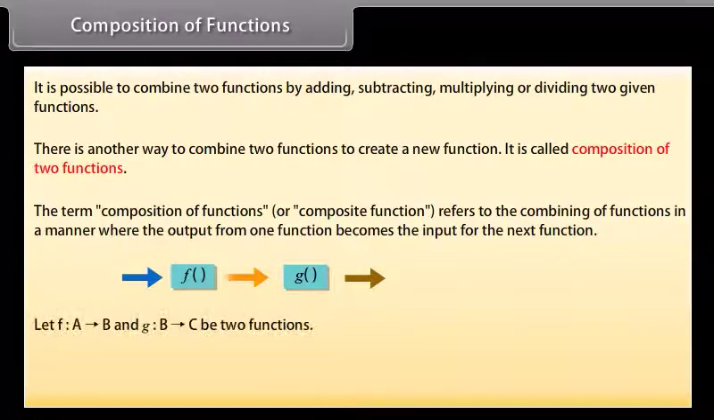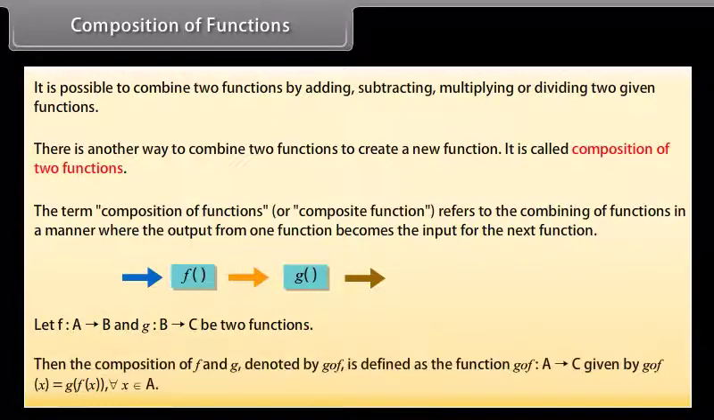Let function f from A to B and function g from B to C be two functions. Then the composition of f and g, denoted by g of f, is defined as the function g of f from A to C given by g of f of x is equal to g of f of x for each x belonging to A.